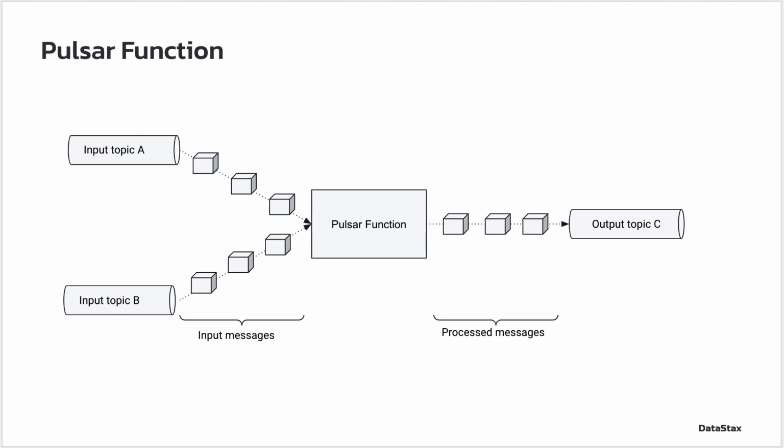So what are Pulsar functions? Pulsar functions are lightweight stream processing components managed by Pulsar. They consume messages from one or more topics. Then they apply the logic you write in the language of your choice, and eventually they may write the processed message to an output topic.